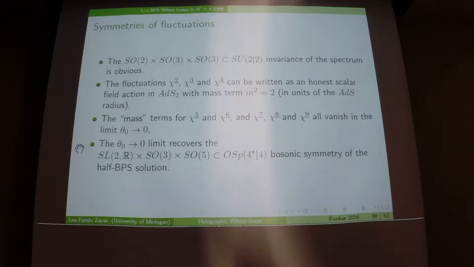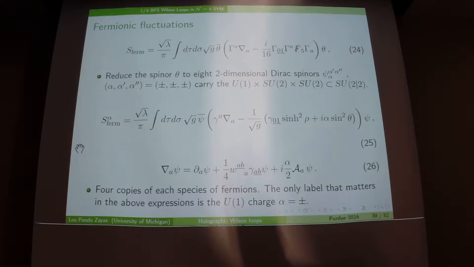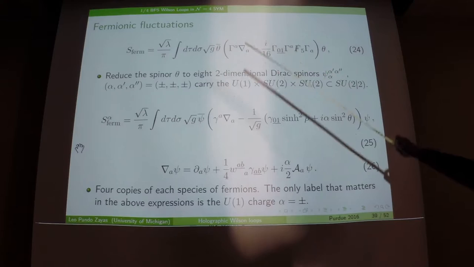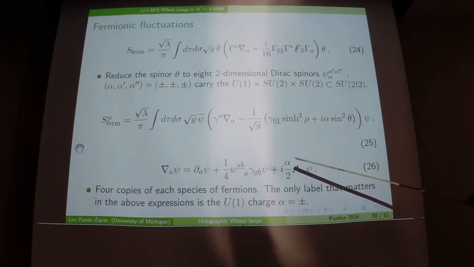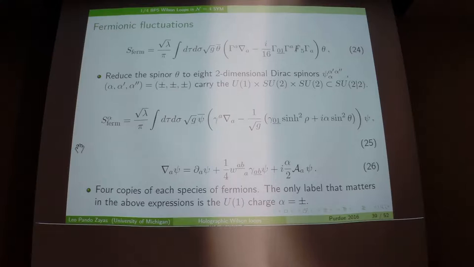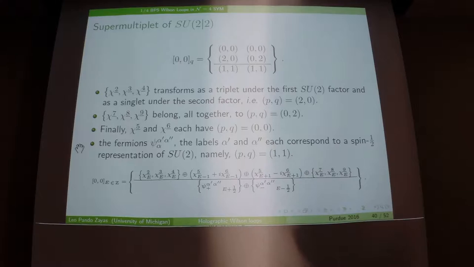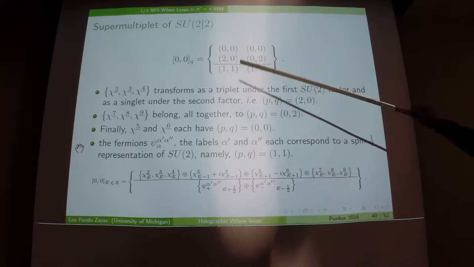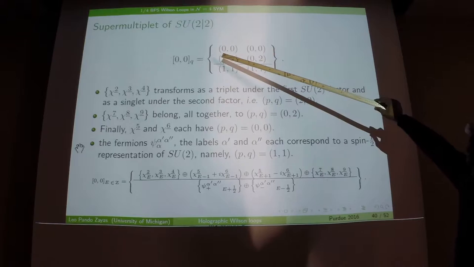Here the fermions, so I use a Green-Schwarz action. I'm going to decompose the fermions into 8 two-dimensional Dirac spinors. Here's the action. Again, they are charged. The charge is, of course, correlated with the charge of the scalar in the previous fluctuations. So I have my bosonic and my fermionic fluctuations, and what I can do to be at peace is to make sure that they organize nicely in supermultiplets of SU(2|2). In this case, I'm following a notation by Beisert, in which up here you have the bosonic modes in the multiplet. These are the fermions.